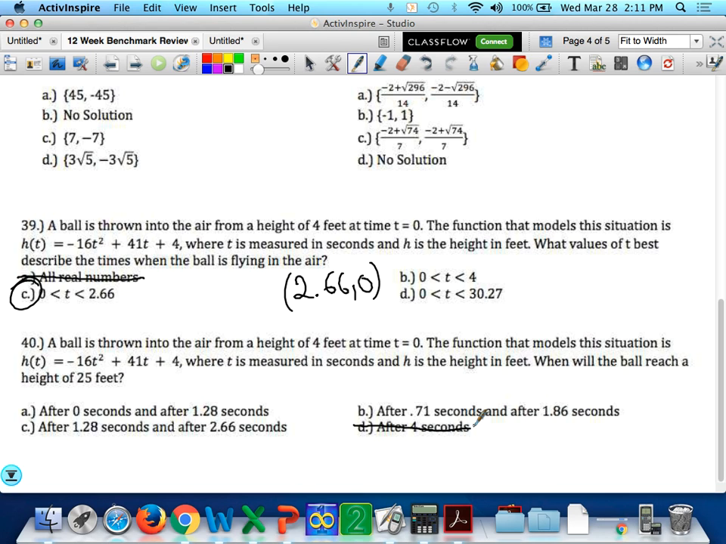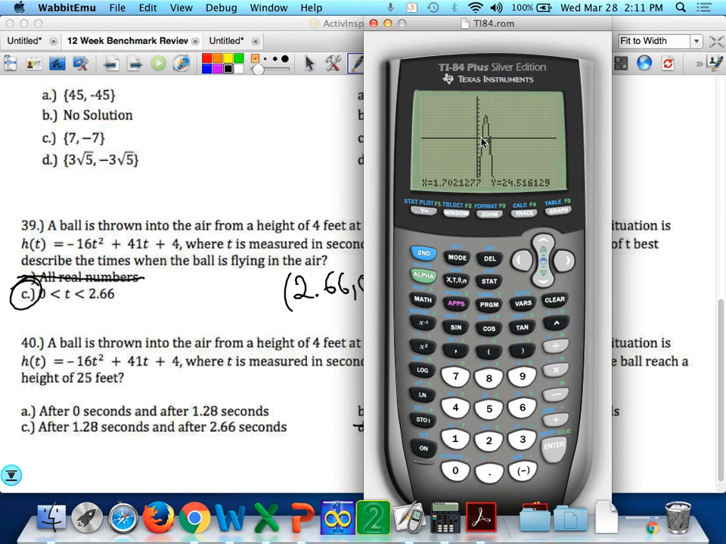By just thinking it through, you can eliminate answer A because at 0 seconds, we know that our height is at 4 feet, but we'll just amuse ourselves and find out where these two things are. Well, to find the first one, you can go second, calculate, and we're looking for 5, an intersection. Okay? It says, hey, where's the first curve? We're on the first curve, our parabola. Hey, where's the second curve? Right there. We hit enter, enter.